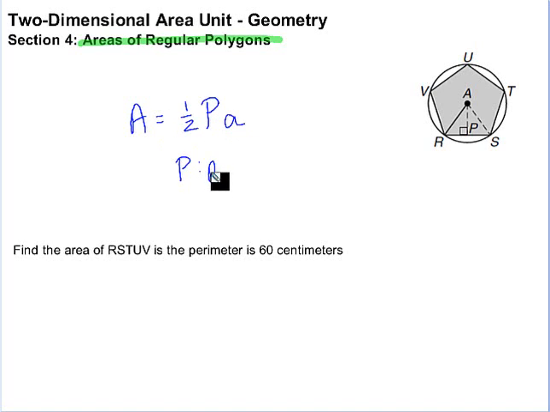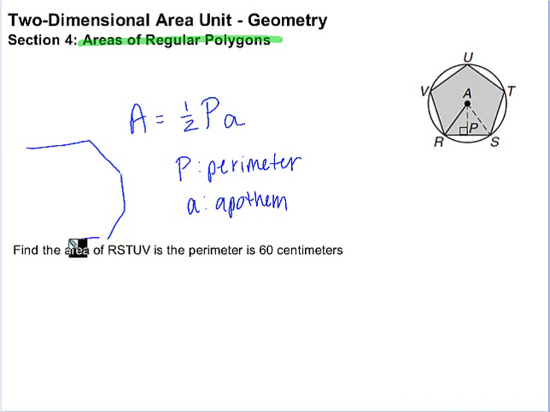P stands for the perimeter, and A stands for the apothem. First off, where does that even come from? Well, when you look at a regular shape, let's pretend that I just drew a regular octagon. A regular octagon you can split up into individual triangles.